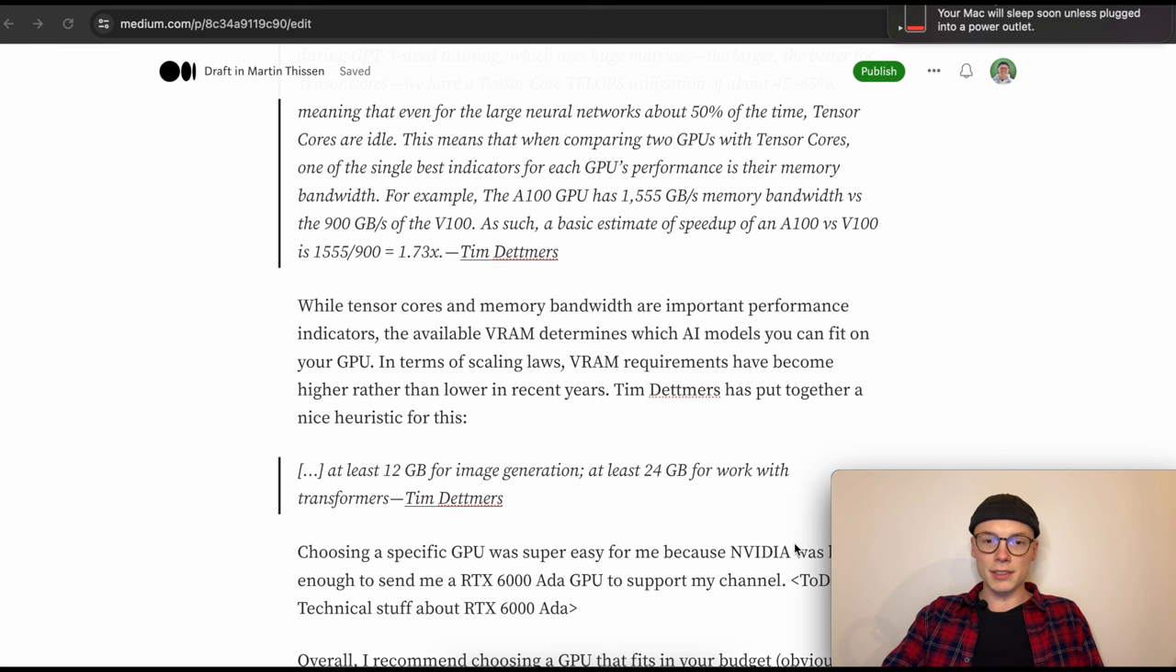So bigger corporations have used more compute and more data to train bigger models. And to be able to use such models, you also usually need a lot of VRAM. Tim Dettmers also had a nice heuristic for this, which can help as guidance. If you're planning to do image generation, having a GPU with at least 12 gigabytes of VRAM is recommended. And if you're planning on working with transformers, even more VRAM is recommended, at least 24 gigabytes of VRAM or more. Having this knowledge, now it's time to actually choose a GPU.